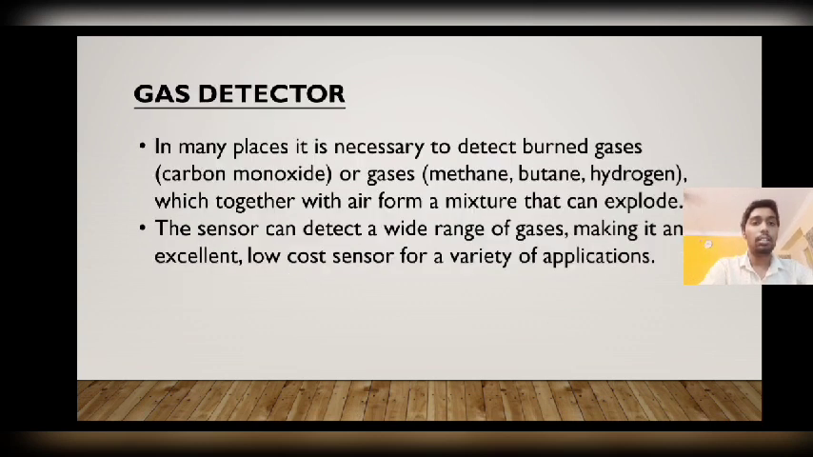Gas detector. In many places, it is necessary to detect burnt gases like carbon monoxide or gases like methane, butane, and hydrogen, which together with air form a mixture that can explode. The sensor can detect a wide range of gases, making it an excellent low-cost sensor for a variety of applications. These are mainly used in large-scale industries where heavy gases are evaporated.